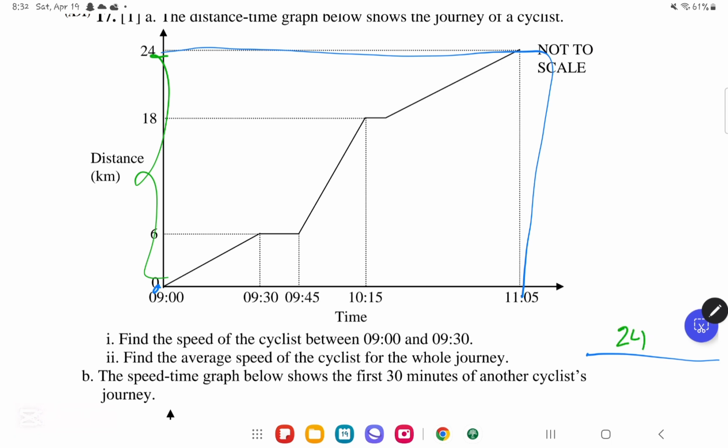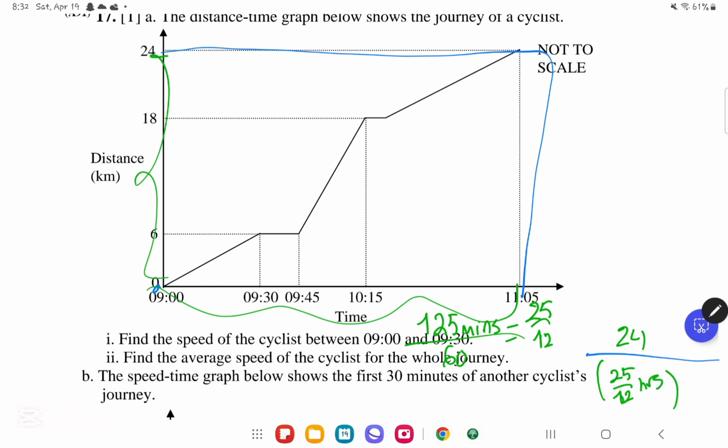And then for the time, we need to find the difference in time. The difference is 2 hours and 5 minutes. If you change it into minutes, it is 125 minutes. And don't forget to divide it by 60. 125 divided by 60 is not a whole number, but you can simplify it to 25 over 12. So now it is very simply 24 divided by 25 over 12 hours.